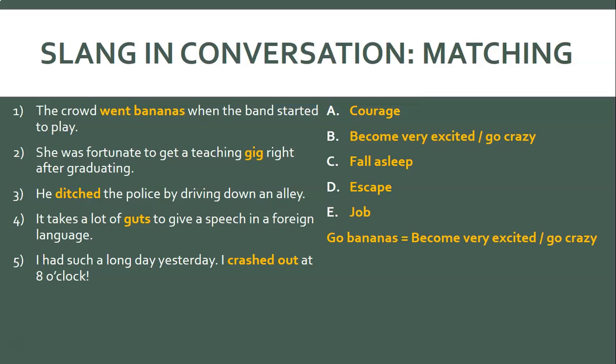Okay, so the answers. Go bananas means to go crazy or become very, very excited. A gig is a job. Ditch, to escape, or you could also use it in place of leave, escape and leave. Guts is courage. Crash out is to fall asleep.